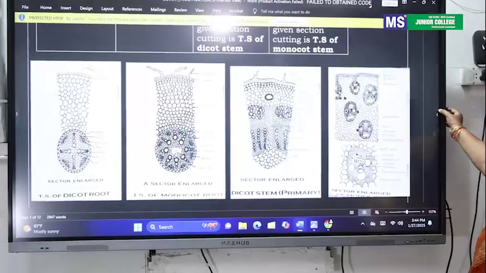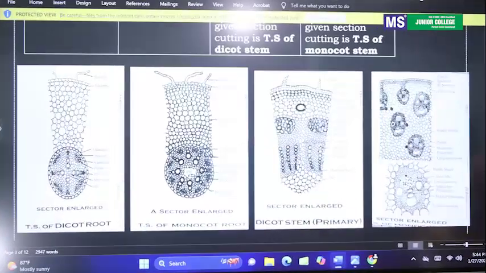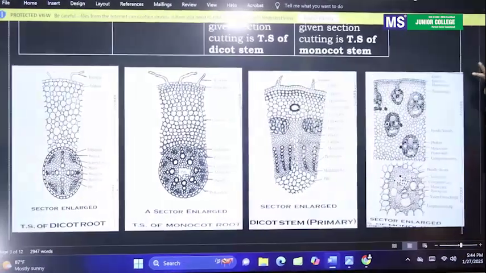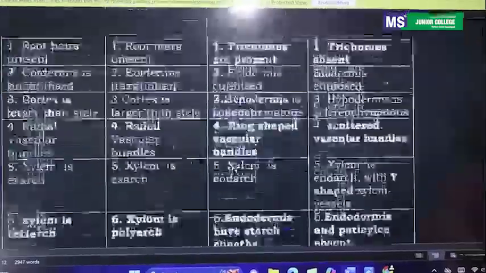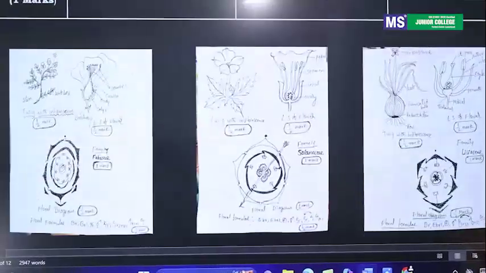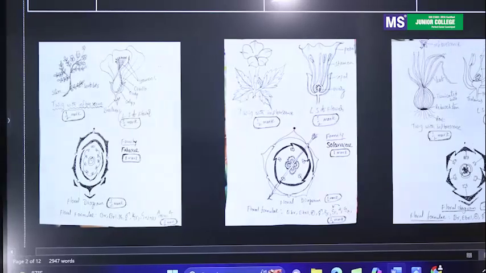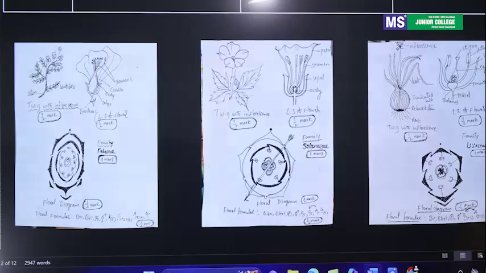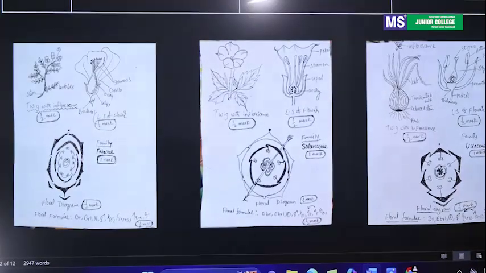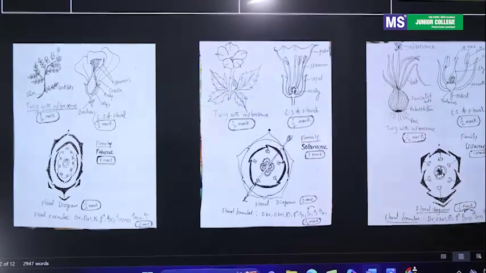Okay. These are the diagrams you need to practice. So, these are also you need to practice. It is very mandatory. Everybody, without fail, you need to draw these in your examination paper. It is mandatory.